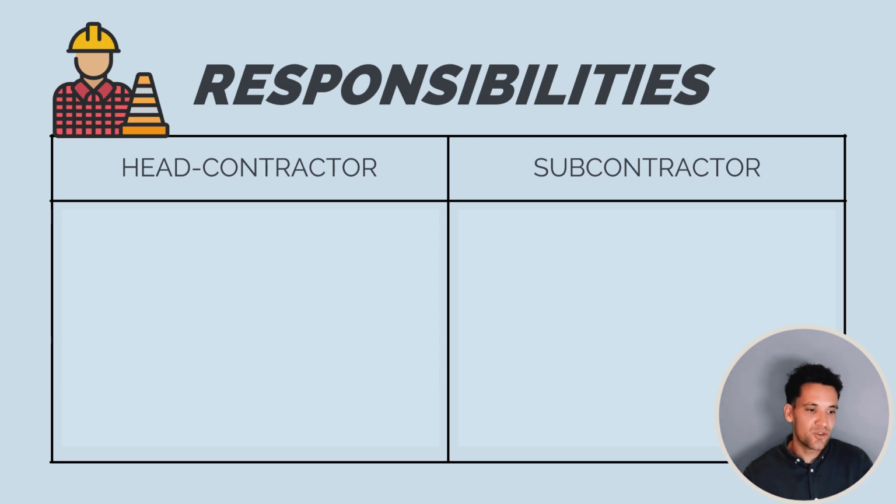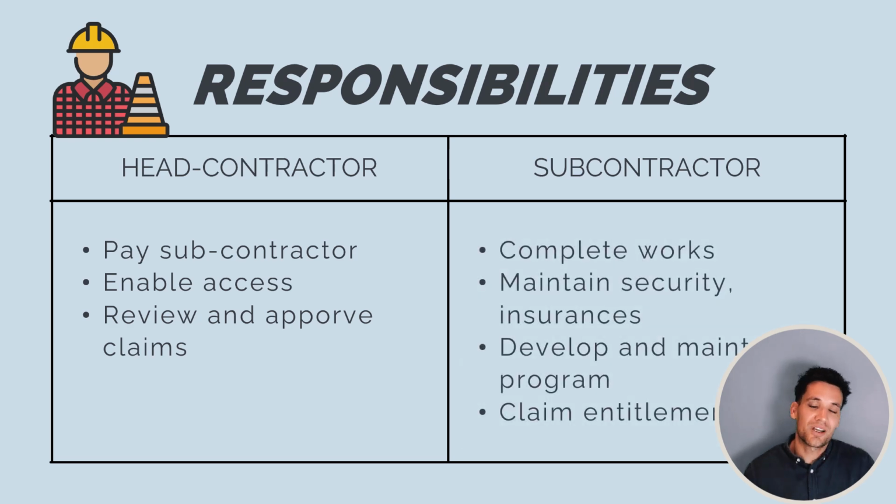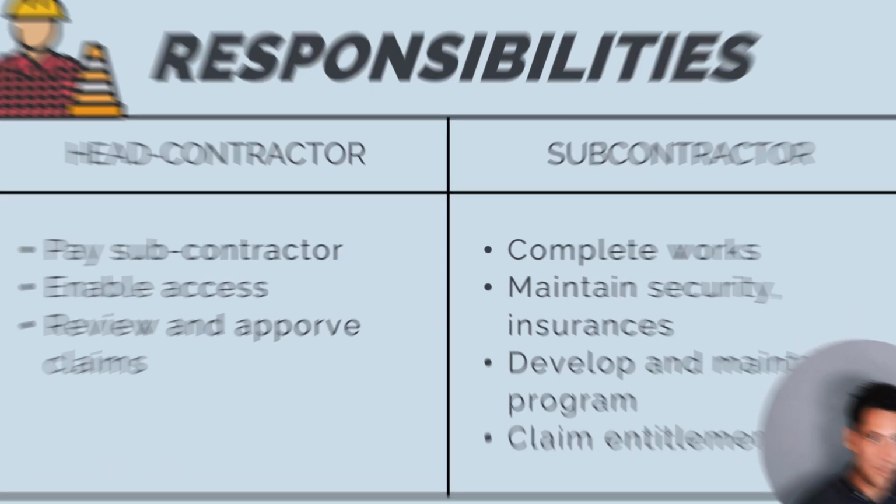For us, the head contractor, we need to pay the subcontractor for the work they've completed, give them access to site and review and approve any claims. The subcontractor needs to complete the works, maintain their security and insurances as specified in the contract, develop and maintain a program that shows they're going to finish as they said they would, and then they're going to be able to claim any entitlements for variations.